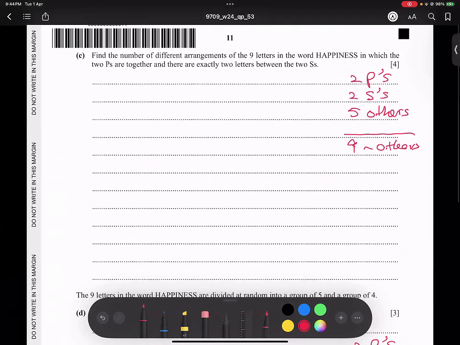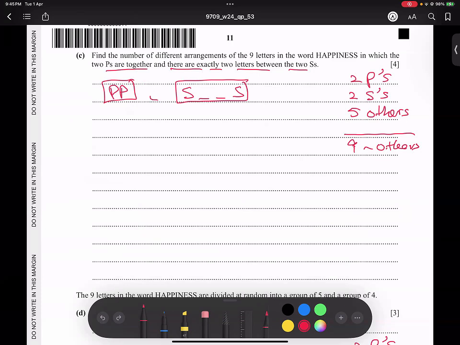Part C: find the number of different arrangements of the 9 letters of the word HAPPINESS in which the 2 P's are together and there are exactly 2 letters between the 2 S's. So we have two situations. Number one, those 2 P's are together, they cannot be separated. Number two, the 2 S's come with 2 letters in the middle between S and S. So we have 2 plannings, and we have to follow both plans. So I write this and this. Okay, so let's learn how we can do it.